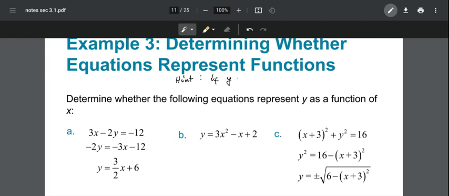So hint, if the y variable has an odd exponent, then the relation is a function.